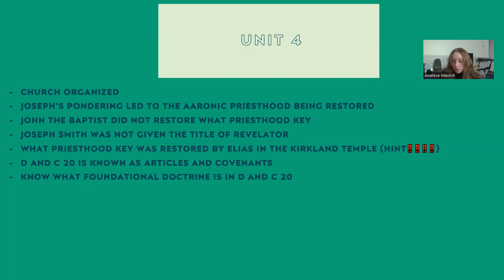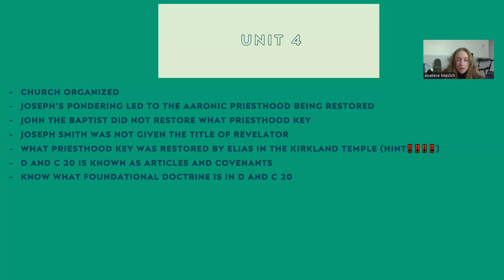Okay. So Joseph's pondering led to the Aaronic priesthood being restored. And this is in Unit 4, so obviously he pondered a lot, but in this section we were talking about specific things, and his pondering is what led to the Aaronic priesthood being restored here. John the Baptist did not restore which priesthood key? He didn't restore the Aaronic priesthood key to administer of spiritual things. That's what he didn't restore.